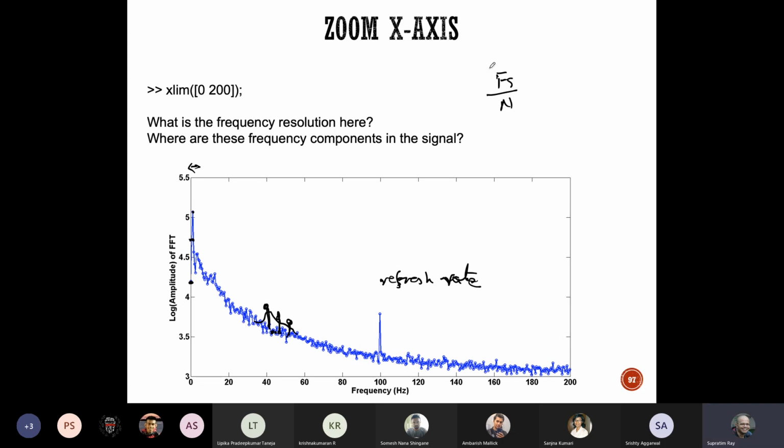Okay, how do I make this very small? There are only two terms here, fs and N. Increasing the number of data points, right? If I make N large, then this number is going to become small. Now the question is, does this frequency resolution, so I'll call this delta f, depend on the sampling rate, fs?